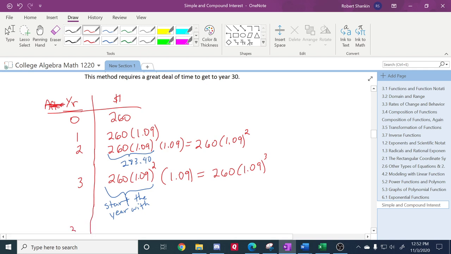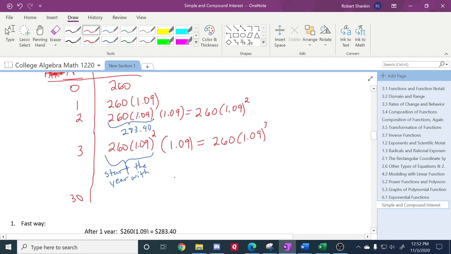I could jump to year 30 right now. Does anybody see? I'll open the floor up to anybody. What goes in to the right here? Final result. $260 times 1.09 to the 30th power. That is correct. The answer always has a 260 in it, always has a 1.09, and then the exponent is always the same as the year.